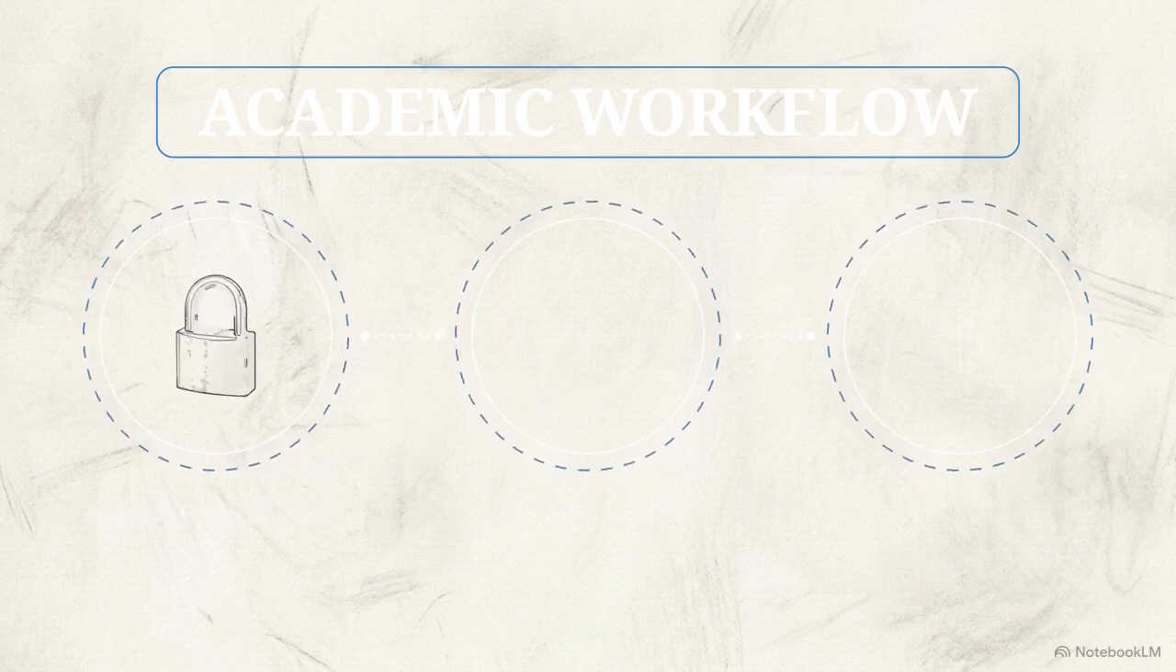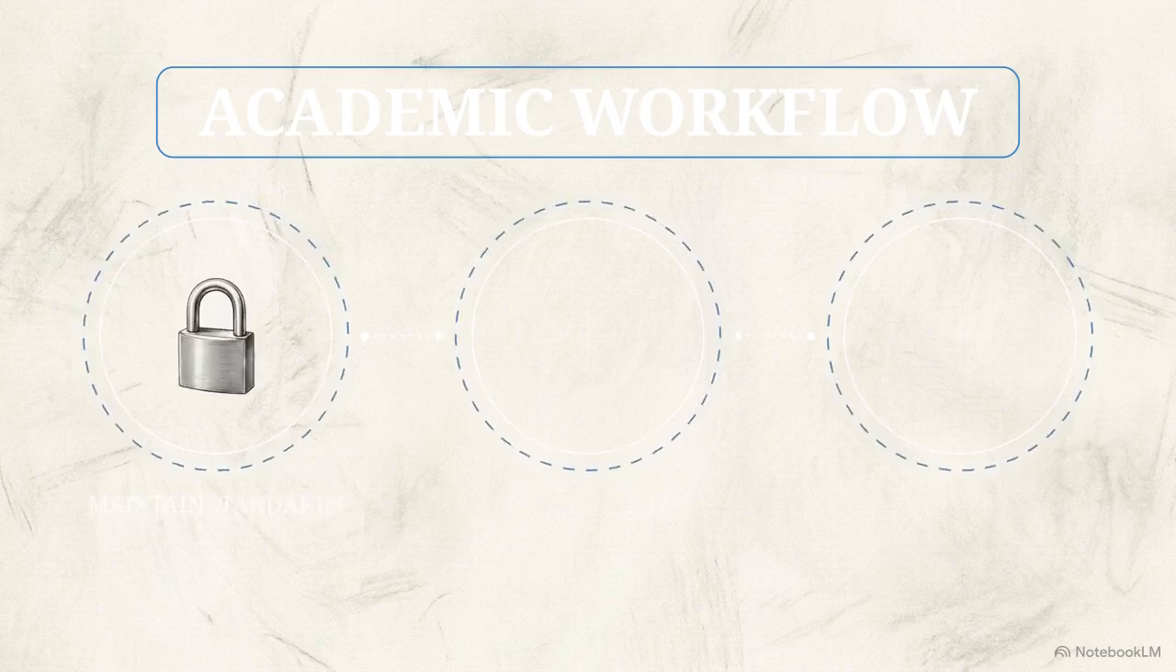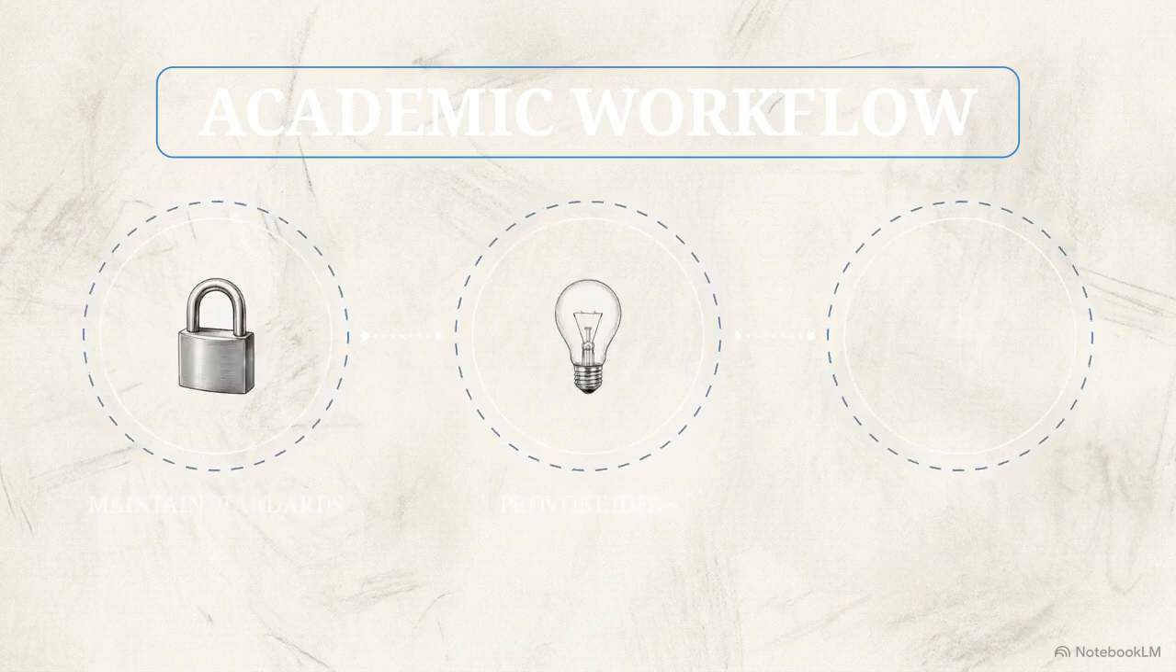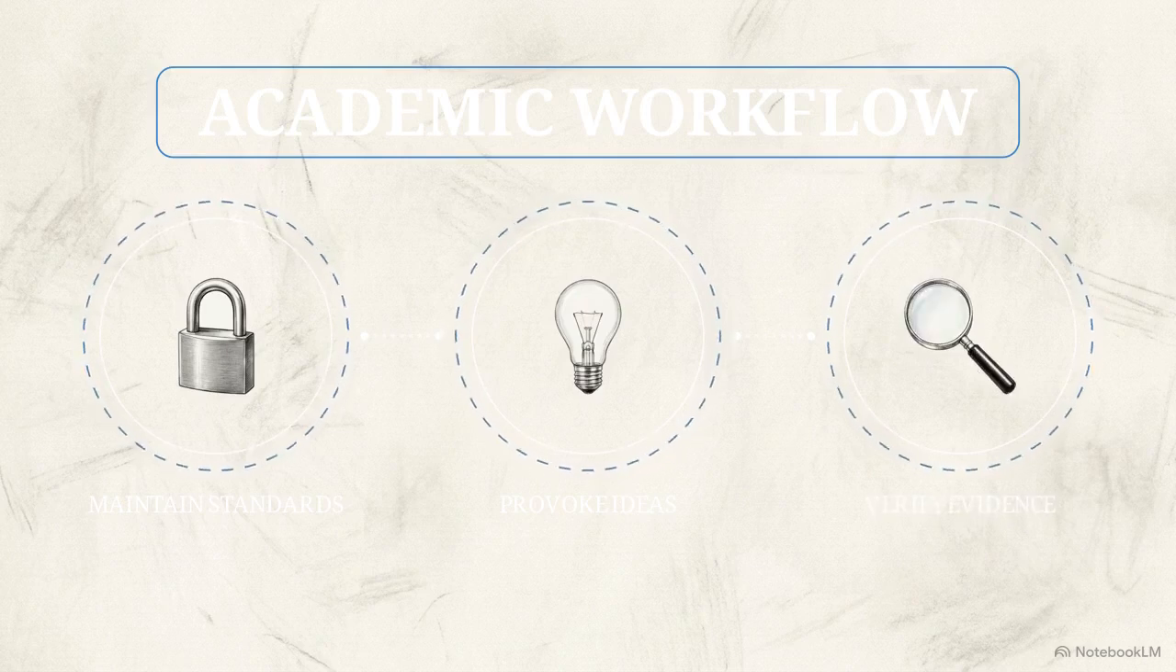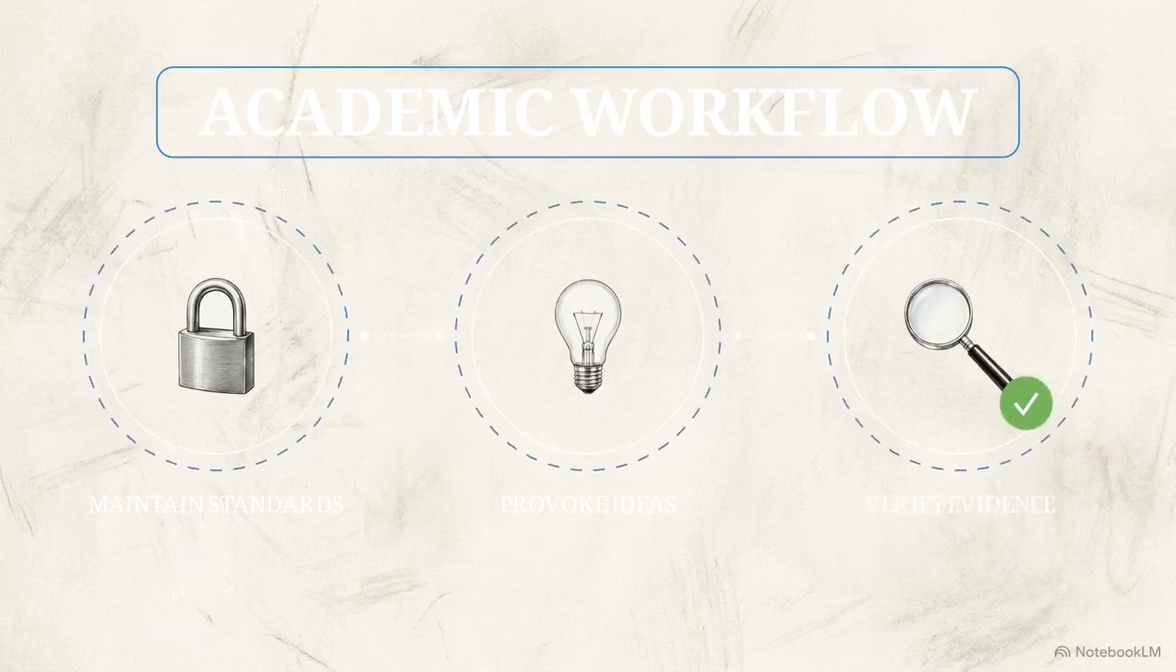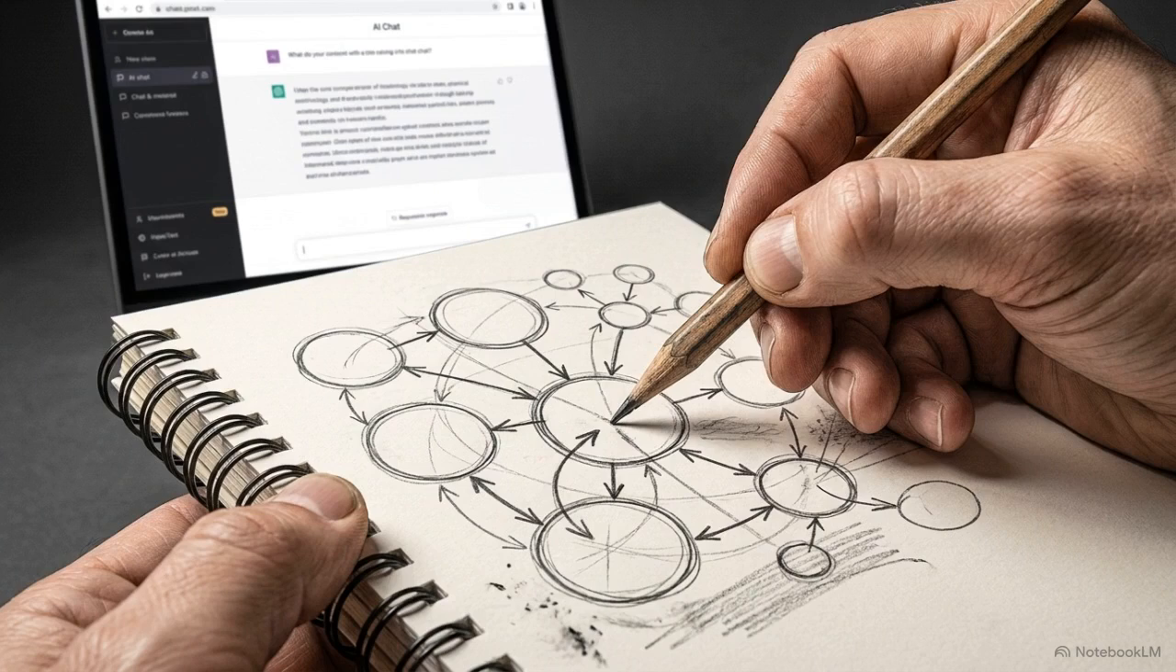The critical AI research framework provides a methodical way to prevent this, ensuring students use these tools to provoke new ideas and verify evidence while following academic standards. By structuring the assignment this way, we ensure the student's own logic remains the source of the final work.